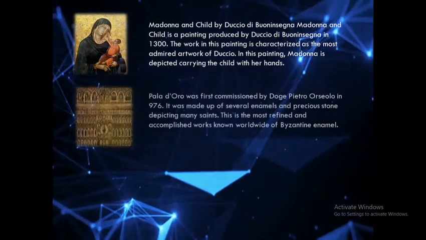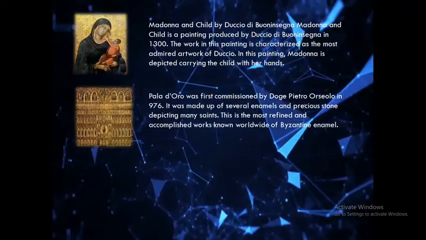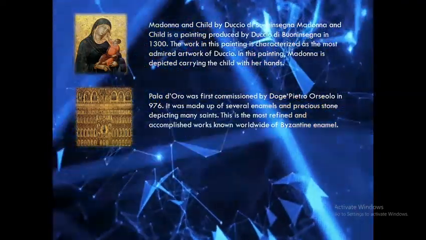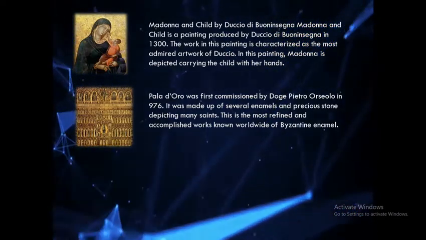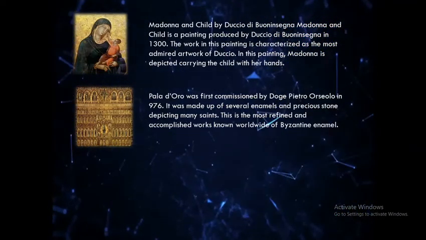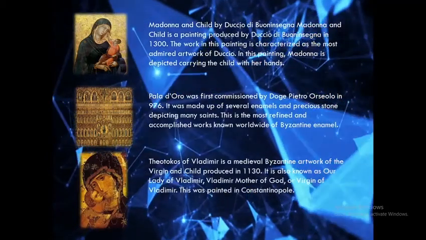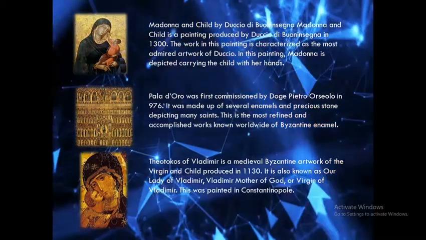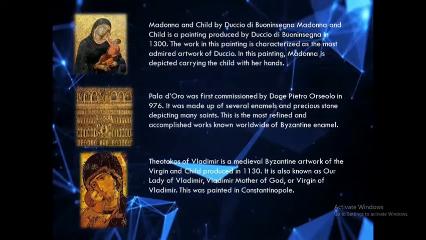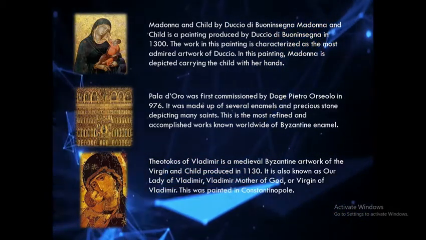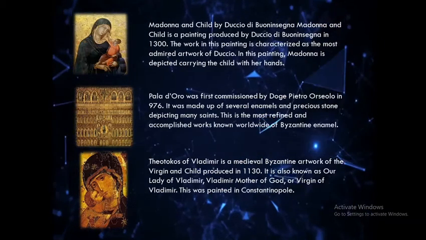Pala d'Oro was first commissioned by Doge Pietro Orseolo in 976. It was made up of several enamels and precious stones, depicting many saints. This is among the most refined and accomplished works of Byzantine enamel known worldwide. Theotokos of Vladimir is a medieval Byzantine artwork of the Virgin and Child produced in 1130. It is also known as Our Lady of Vladimir, Vladimir Mother of God, or Virgin of Vladimir. This was painted in Constantinople.